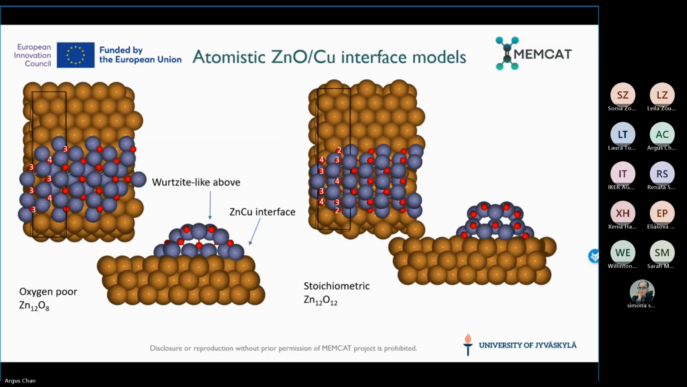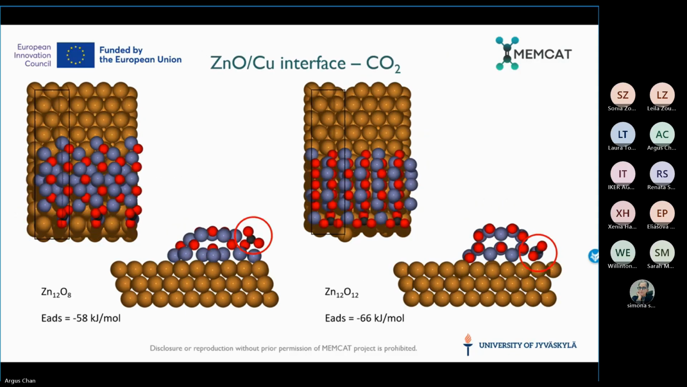And here are some structures for you to see: oxygen deficient structure on the left, oxygen rich structure on the right. What we noticed is that in the oxygen deficient structure, the zinc oxide copper interface seems to have less oxygen, as all the available oxygen is on top of the zinc oxide. And how do these structures perform in terms of binding the CO2? Both of them seem to work quite nicely, around 60 kilojoules per mole, not much different from the others.